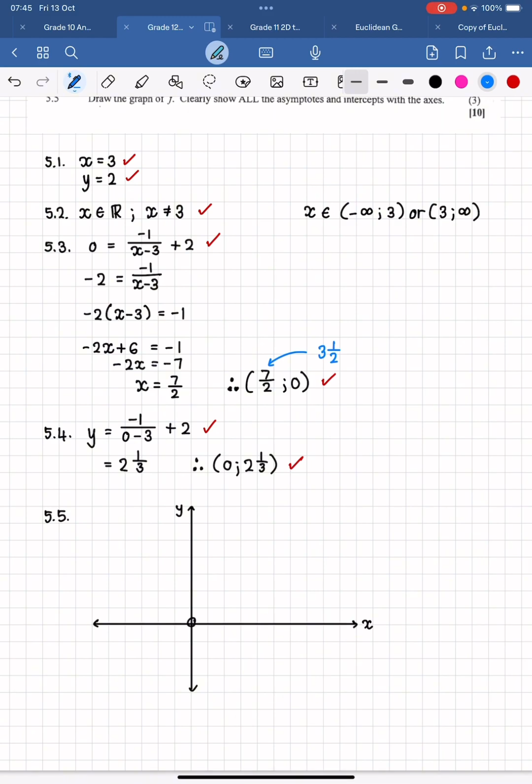Okay, let me just quickly draw this. So we have y equals 2, and you would draw this in a dotted line, right? I just can't do a dotted line on here. I have to erase a little bit, so I'll do that now. So that is your one asymptote, and then your other asymptote, x equals 3. Again, dotted line.